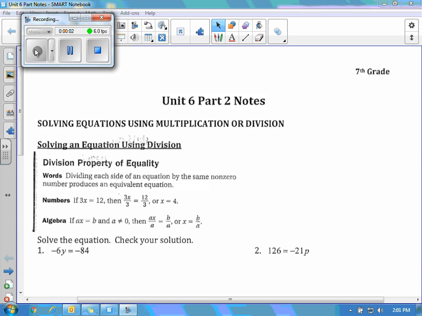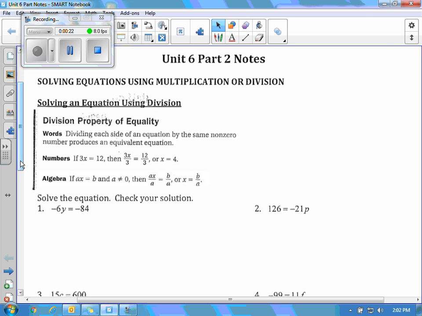Alright guys, in Unit 6 Part 2, we are now going to look at solving one-step equations using multiplication and division. Part 1, you might remember we did addition and subtraction, which are inverse operations. Multiplication and division are also inverse operations. So the first thing we're going to talk about is solving an equation using division.